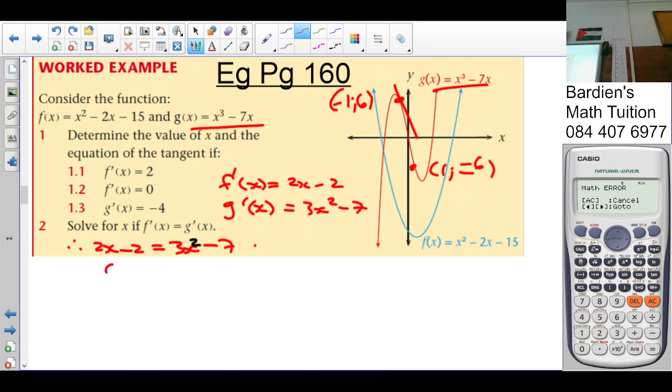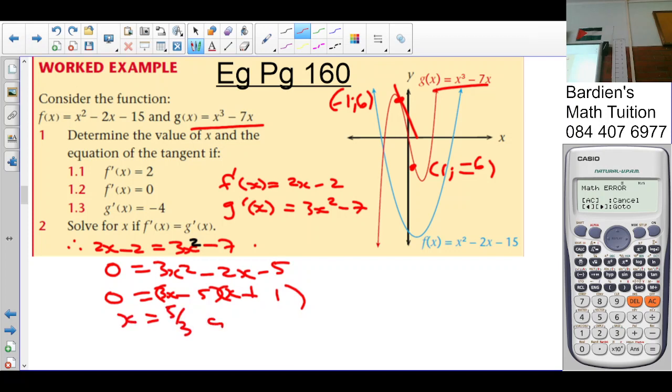Okay? So 0 is equal to 3x squared minus 2x minus 5. Okay, so that gives us 3x and 5, x and 1. So it's minus plus. Okay? So x is equal to 5 over 3, or x equal to negative 1. So that will be the case on both graphs at that point.